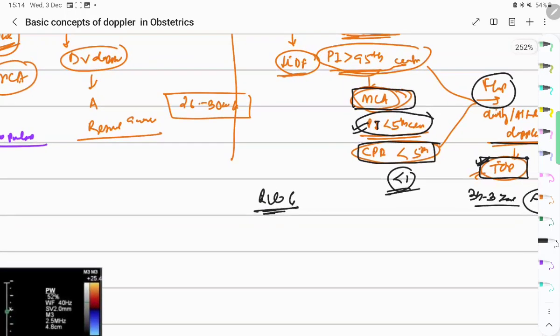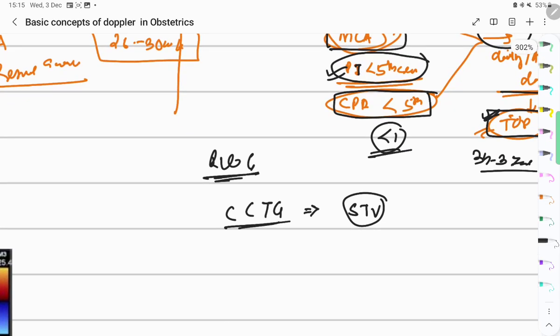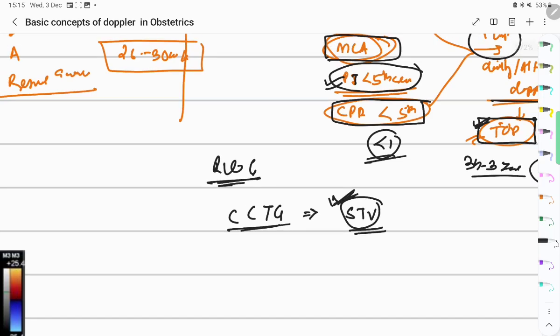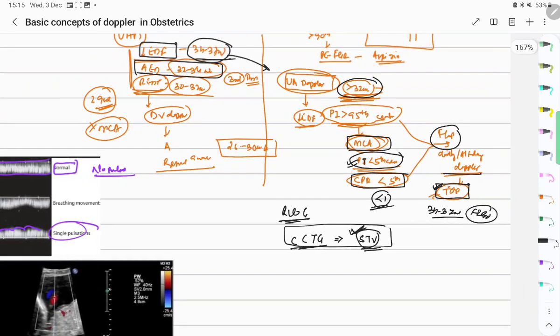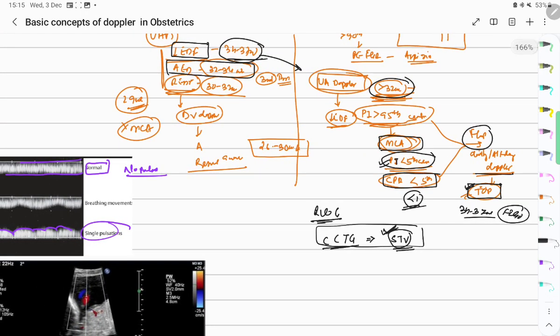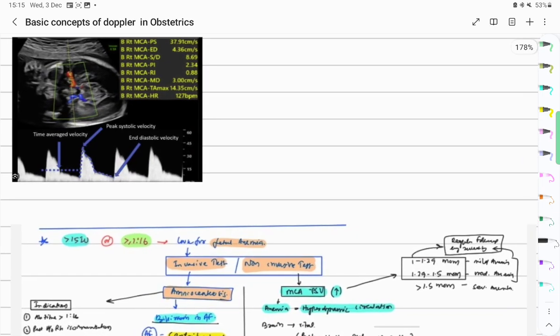There is now a new RCOG guideline, where we can monitor with continuous computerized CTG monitoring. In that case we check for short term variability, STV. The value of STV is something you have to write in the exam, by which we can terminate the pregnancy. We will discuss that in a different section. Next is another concept in Doppler, MCA PSV.